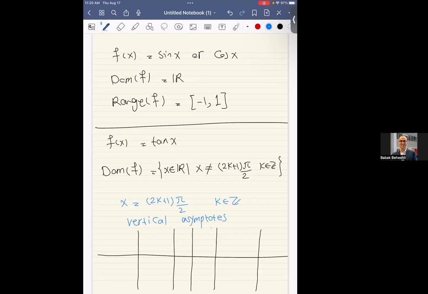And tangent goes like this. On each, between any two vertical asymptotes, it goes like this. How about cotangent? Cotangent's quite similar, except that the vertical asymptotes are all multiples of pi.